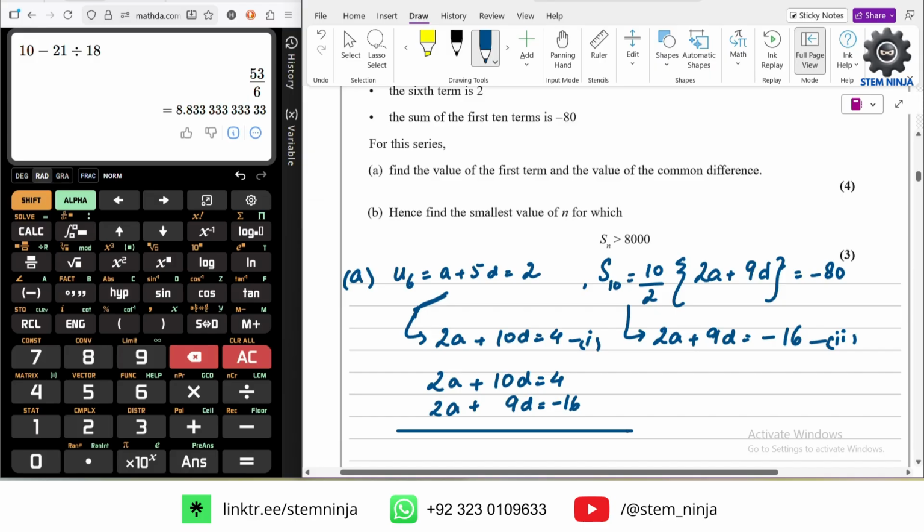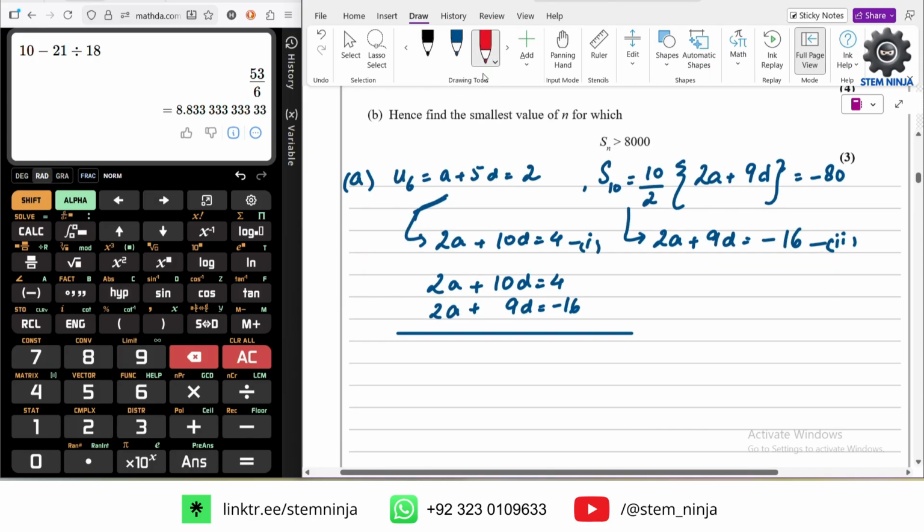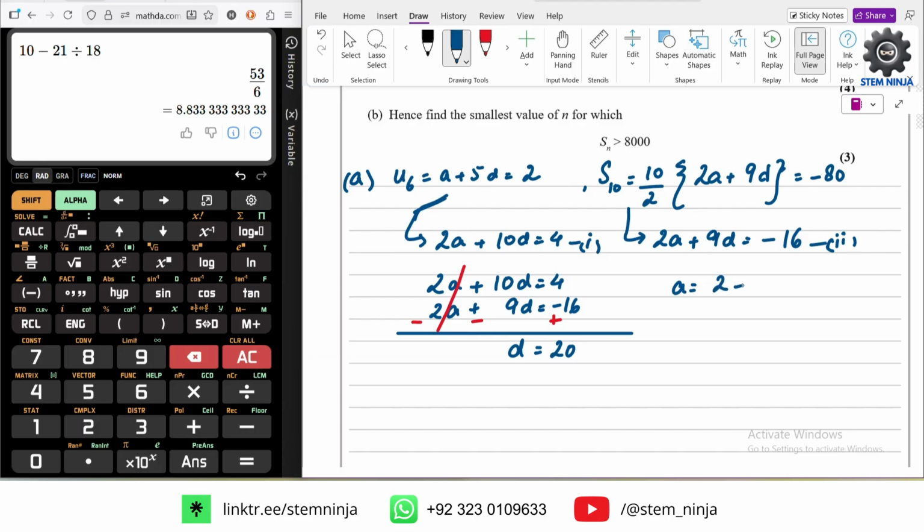You subtract the two equations, change the signs, this becomes d equals to 20. Now we need to find out a, so a is therefore 2 minus 5d. So 2 minus 5 times by 20, 100, that is negative 98. So therefore a is negative 98, d is 20.